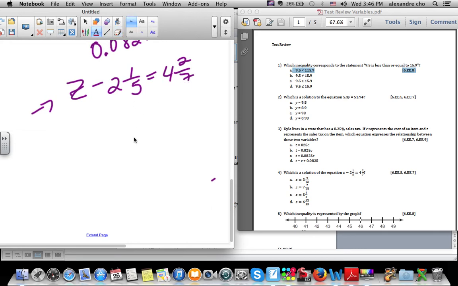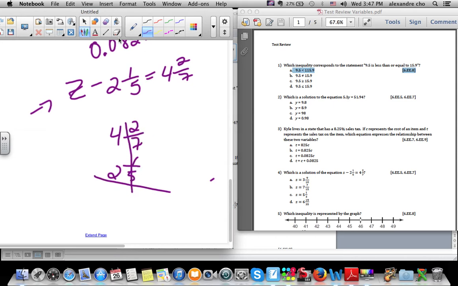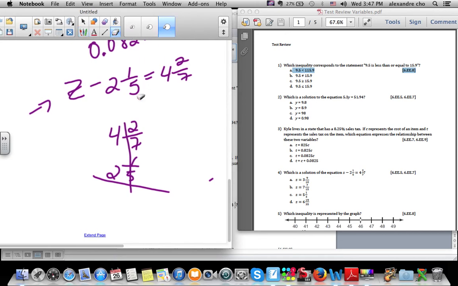So if you were to do it, you're going to add 4 and 2/7, and 2 and 1/5. All right, so if it were to add, oh geez, now it's all the other way. Ugh. Okay. Let's try again.